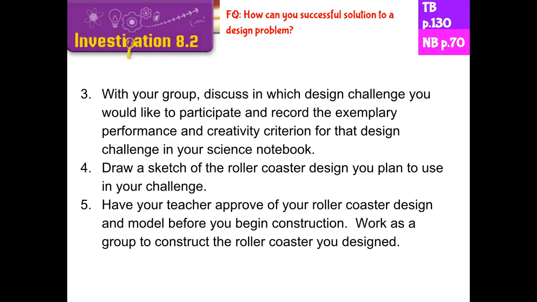So 3, 4, and 5 are all about prepping for the roller coaster design. Number 3 says, with your group, you're going to be deciding what challenge you want to take on, and then you're going to be looking at the rubric to understand what the exemplary performance and creative criteria are. So you're going to be looking at the rubric and discussing that with your group, and then adding that to your 11 by 17 paper. 4 is drawing a sketch of the design that you plan to create. And 5, you need teacher approval before you're allowed to begin.